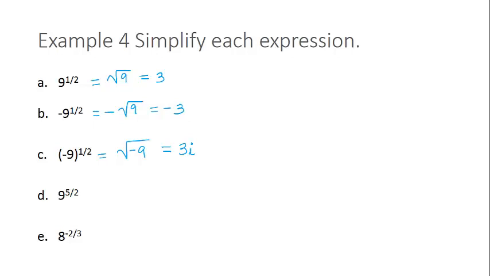9 to the 5/2 means to do the square root of 9 to the 5th, or to the 5. Square root of 9 is 3, and 3 to the 5 is 243.